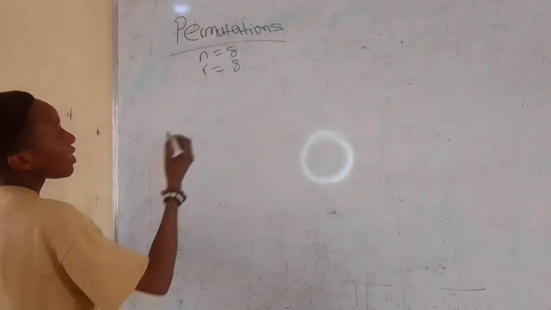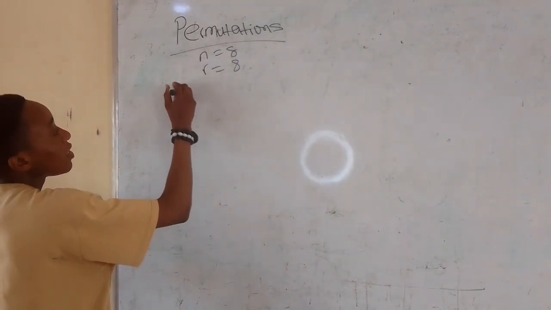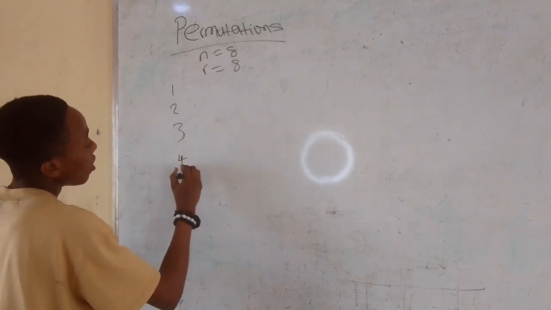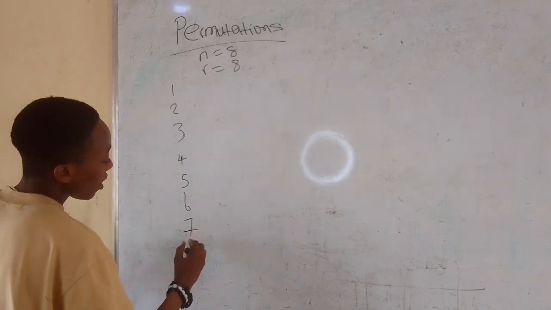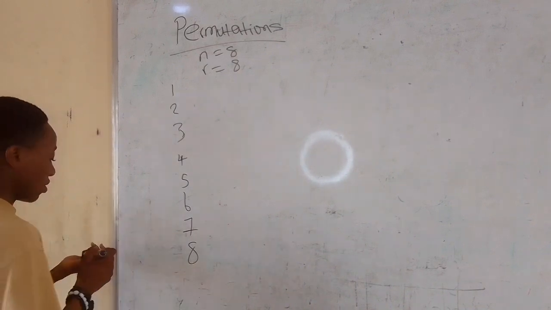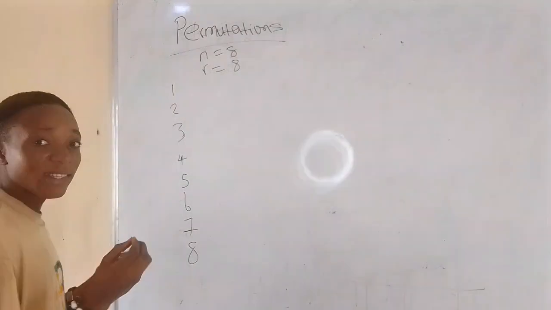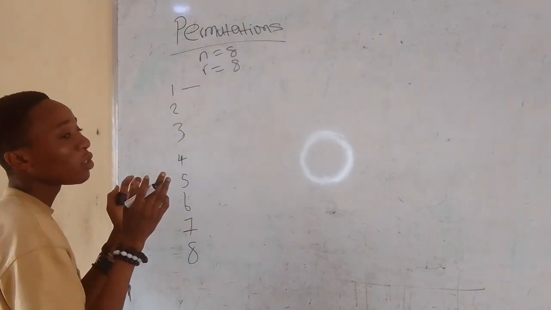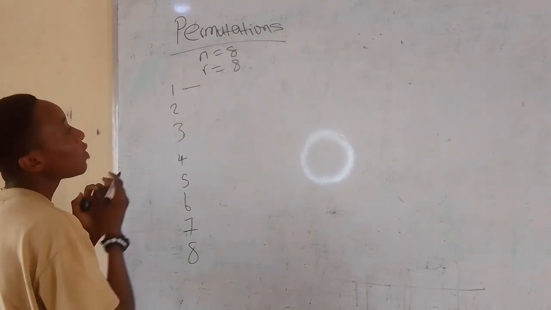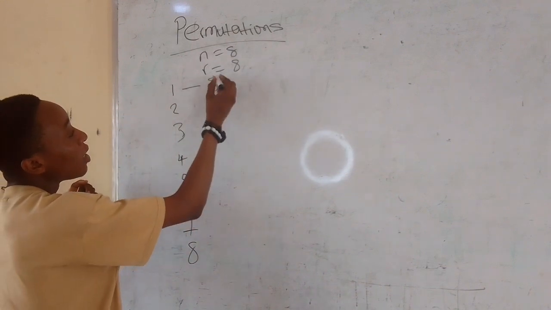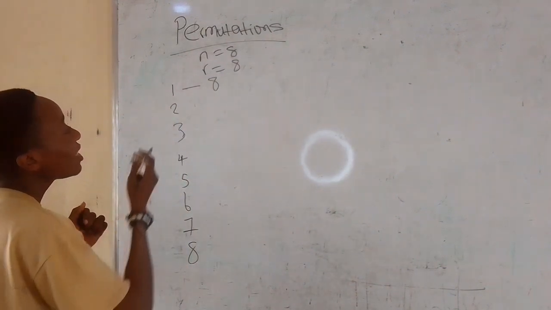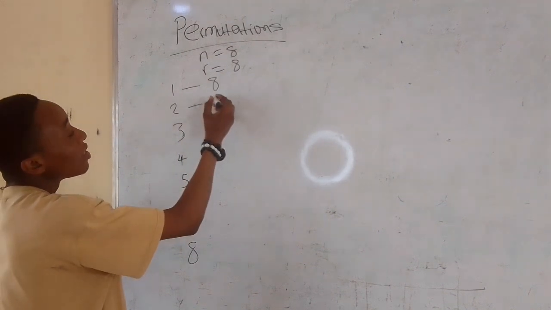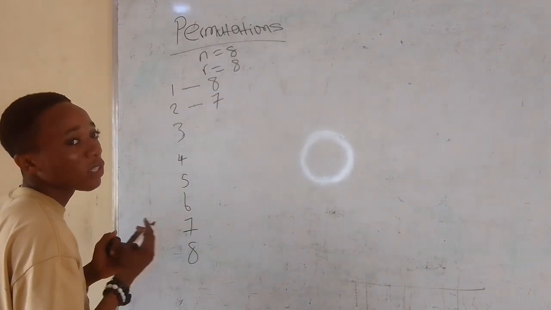And we have 8 players. Let's say this is player 1, player 2, 3, 4, 5, 6, 7, and 8. Now, remember there are 8 seats. If player 1 wants to sit, he has the opportunity of picking from these 8 seats. So player 1 will see 8 seats and pick one which he will sit on. And since player 1 is already sitting on one of these 8 seats, then player 2 has 7 seats to pick one to sit on.